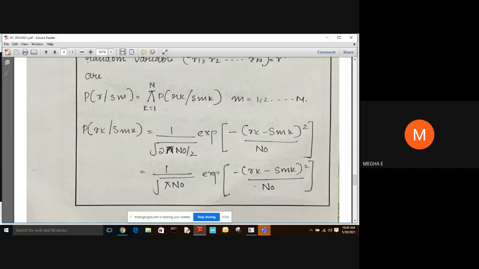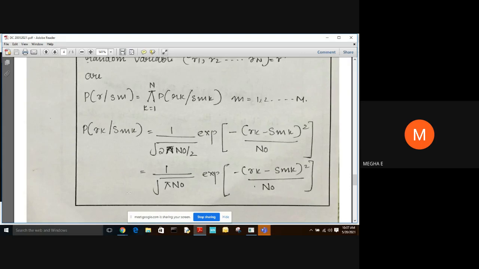Here we will find the equation for this P of Rk given Smk. Here P of Rk given Smk is nothing but 1 by root of 2 pi n0 by 2 into exponent of minus Rk minus Smk the whole square divided by n0. So we will cancel this 2 and we'll get the equation 1 by root of pi n0 exponent into minus Rk minus Smk the whole square by n0.